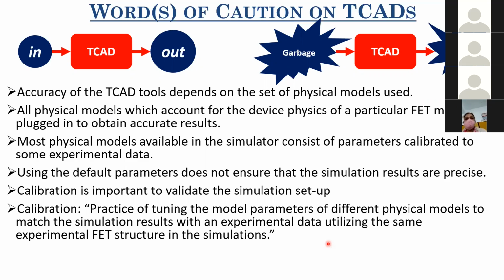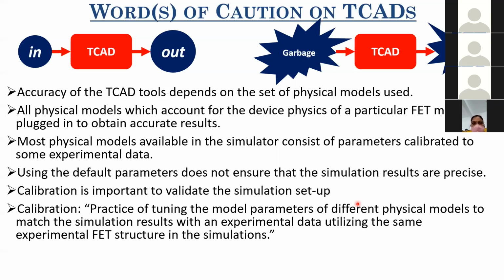Once you run the simulations, you get some output, and then you compare these simulation results to the experimental results that you obtained via electrical characterization. It's an iterative process. Once you get that data, you tune the model parameters of these physical models, and you try to match the experimental data with your simulation results.